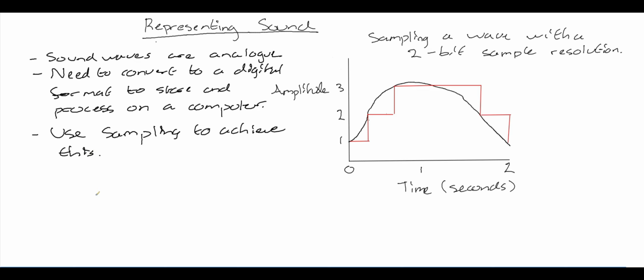Okay, so let's go over that again. Sound waves, when they're produced, are analog. So we need to convert them to a digital format to store and process on a computer. We use sampling to achieve this. So let's go through what I mean by sampling and two key terms that you need to know about when we refer to sampling, and then I'll go through an example.